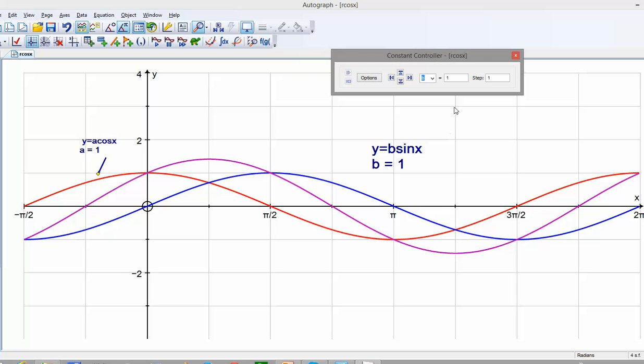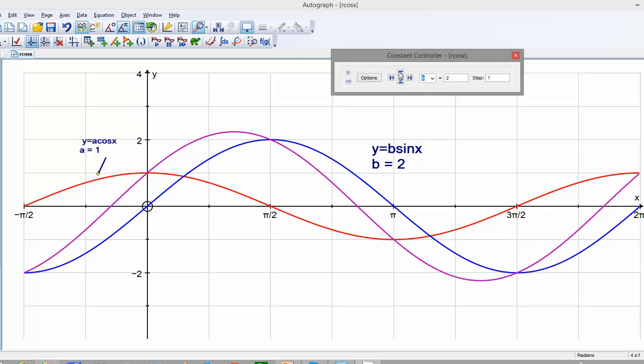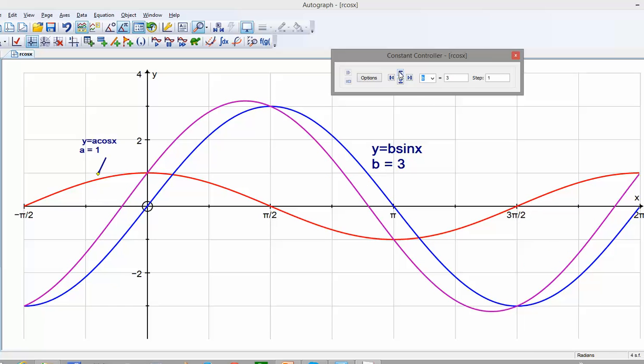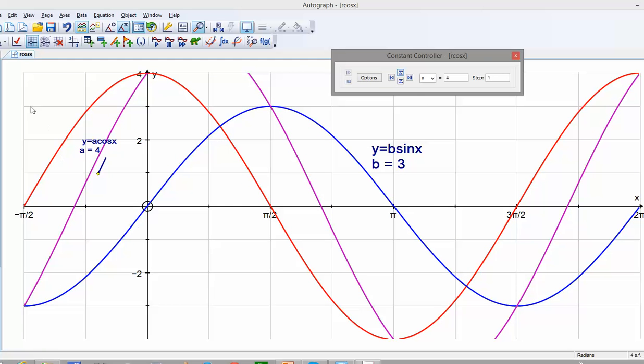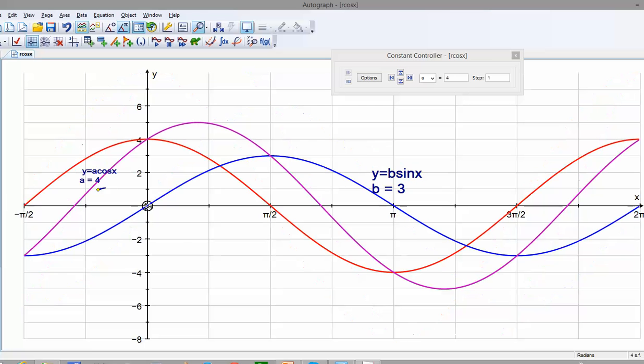So let's change B. So I'm going to change B to 3. And then I'll change A to 4. So we've got A is 4. And we've gone off the curve there, so we could perhaps just shrink that a little bit. So we can see that the maximum point seems to go to here to 5 and to minus 5.